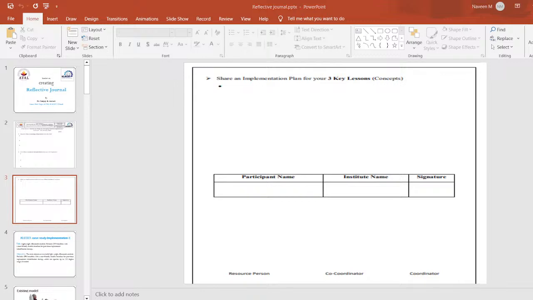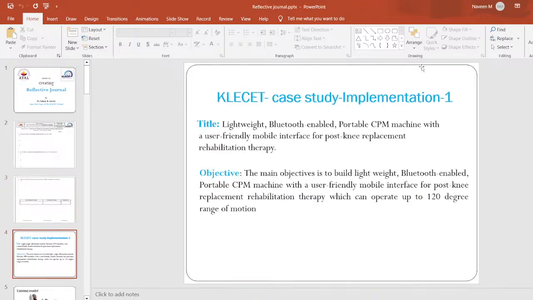So what is this? It is a CPM device. Who is going to use this CPM device? Any patient who has got a knee replacement. Post knee replacement rehabilitation, if you want to do, see, if there is a knee replacement, this will become very stiff. It will not be flexible. So they have to undergo a physiotherapy exercise so that it will come back to the original movement, correct?